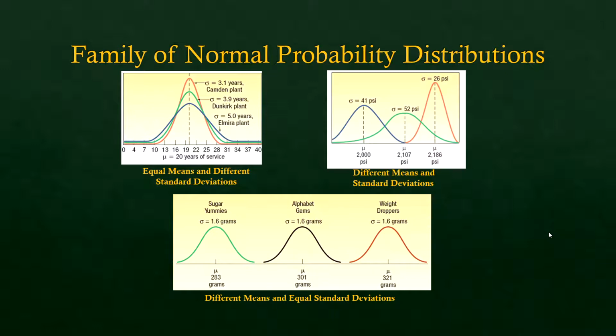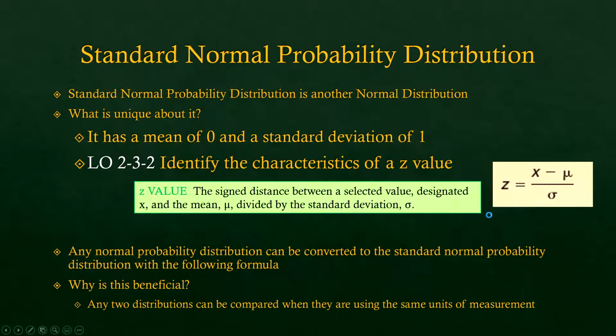That you're looking at three very different distributions. And then on the top right hand side, you're looking at three different distributions that are in different locations, and they have different measures of spread. And so when we look at the mean and the standard deviation, we can tell a lot of information from that. So we've got the standard normal probability distribution.